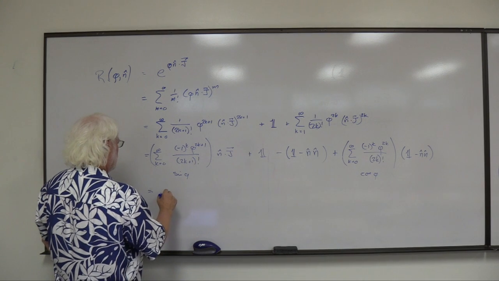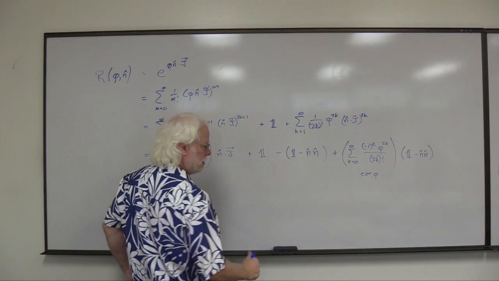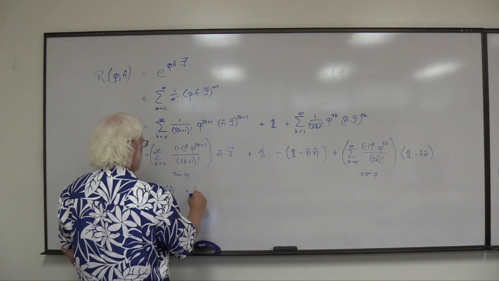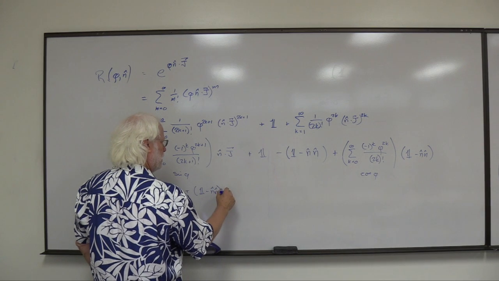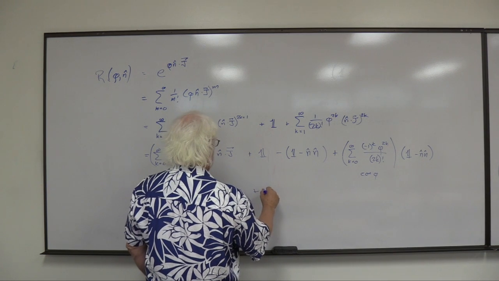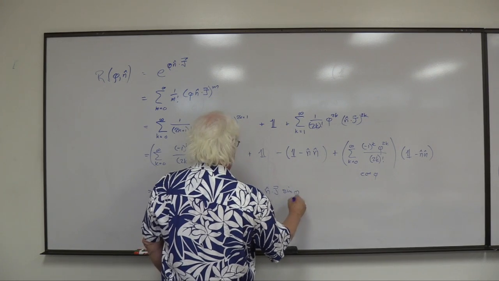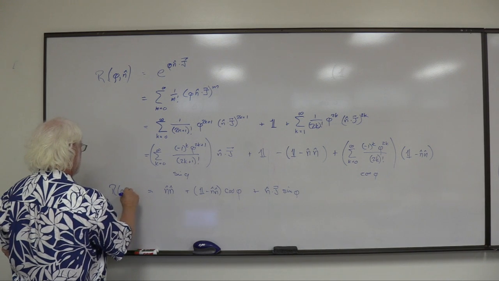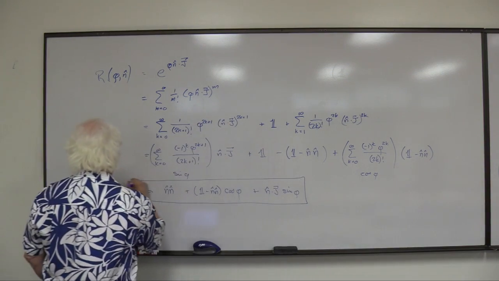So let's see what we've got. We have n in dyadic notation. These ones cancel, and then we have 1 minus n n times cos phi, and we have n dot j sine phi. So this should be our rotation matrix, and let's see if we can understand what that object is.